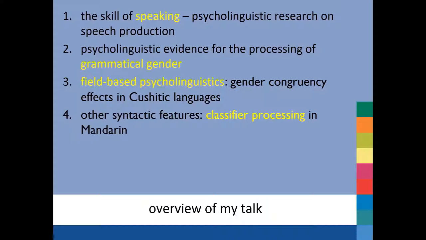Then I will switch gears again and talk about a different kind of syntactic features, and that is classifiers in Mandarin Chinese. And if there's time left, I will also talk about morphosyntactic feature processing in speakers of a second language. So that's a lot, I realize. And if there's no time left, we can stop anywhere. And I just would like to ask Vince to give me a sign when it's too much, okay? Okay, so bear with me.